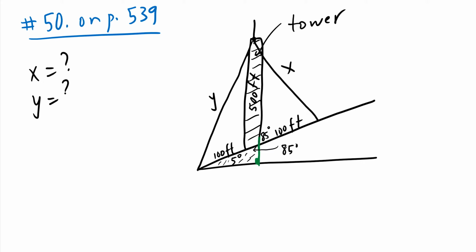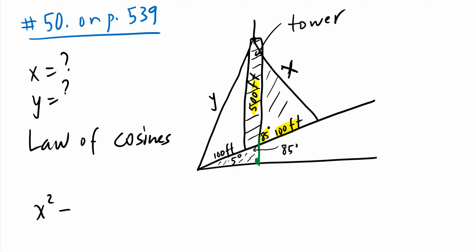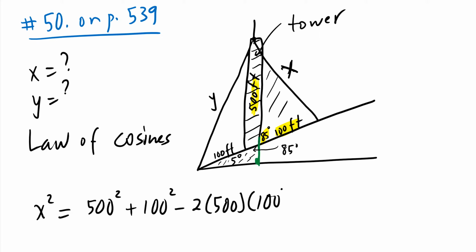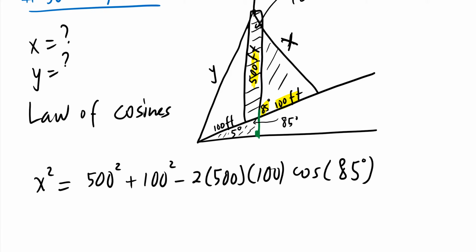Why did I find that angle? Because I want to find that X. So in that triangle now, notice what they give me: side, angle, side. I can use law of cosines. By law of cosines, I can find X by doing X squared equals 500 squared plus 100 squared minus 2 times 500 times 100 cosine 85 degrees. That will get me what I need for X squared.